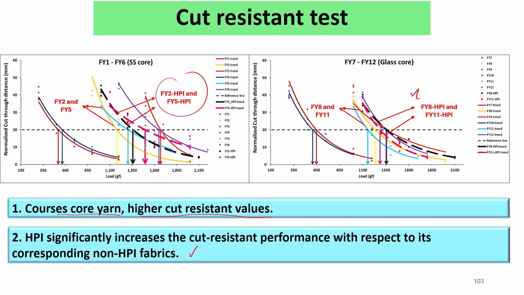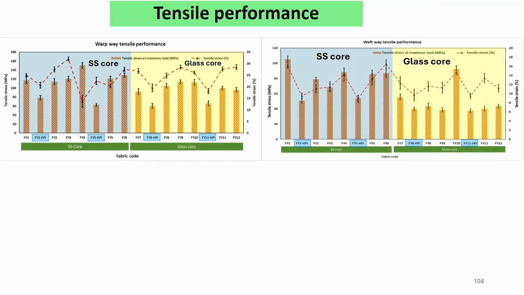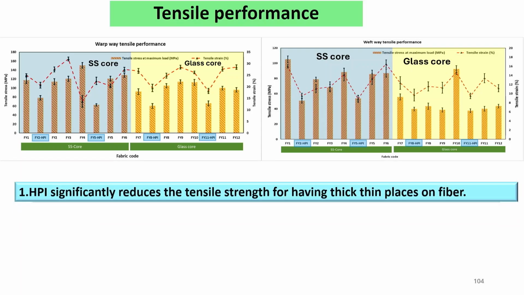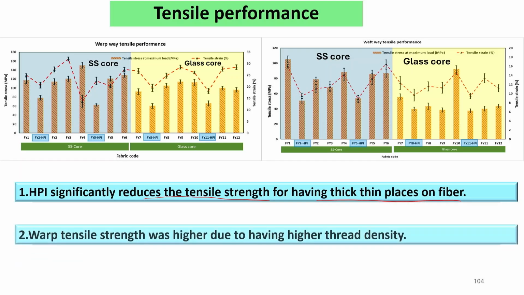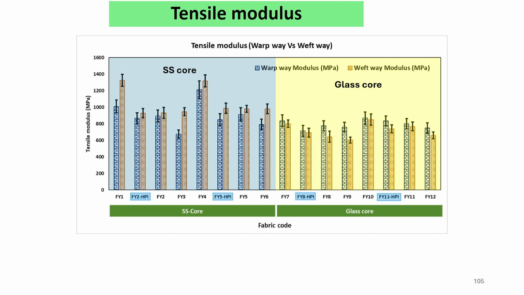Similarly, we have seen the slash resistance, the tensile performance here, the tensile stress. HPI significantly reduces the tensile strength for having thick thin places on the fiber. Warp tensile strength was higher due to having higher thread density. Now, tensile modulus.